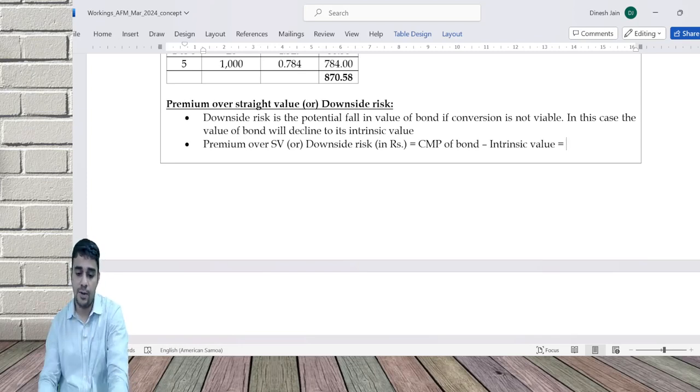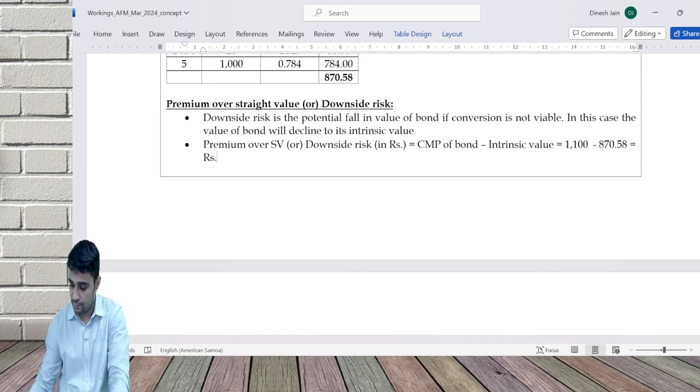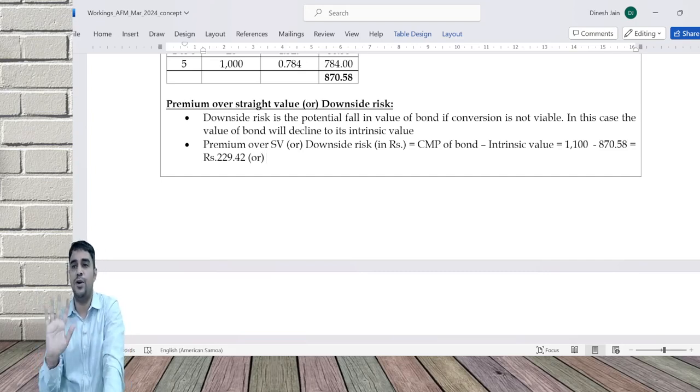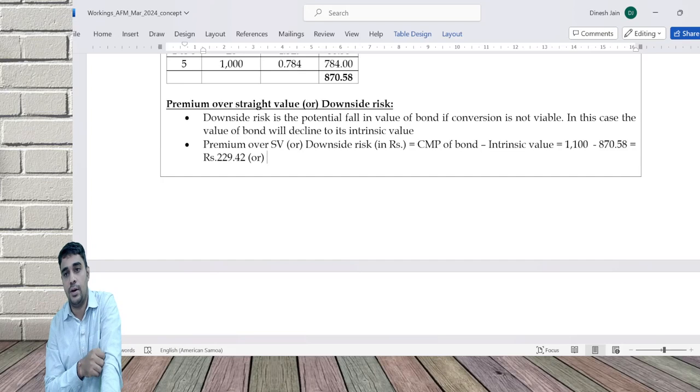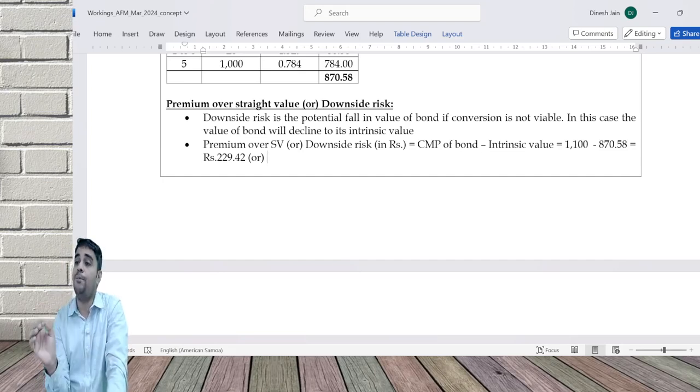What's the current market price of bond? Intrinsic value. How much is the fall which is going to happen? 229 point, or I can convert this into percentage. Okay, this is not per share, we don't do per share here, because this is only related to bond. Or 229.42 divided by 870, divided by 1100. That is on your current market price you can divide, or on your intrinsic value you can divide.